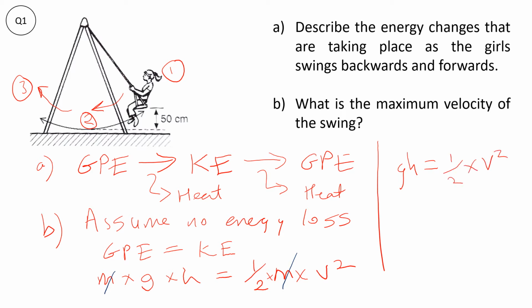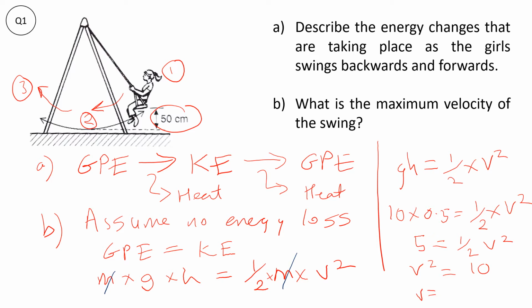Now we do know all of this information. Okay, so I'm going to substitute in all the stuff we do know. So G is 10. The height there is 0.5. That is 0.5 meters, equals a half times V squared. Half of 10 is 5, equals half of V squared. Therefore, V squared equals 10, because I have to multiply both sides by 2. Therefore, V is the square root of 10. And I'll let you work that out with a calculator.